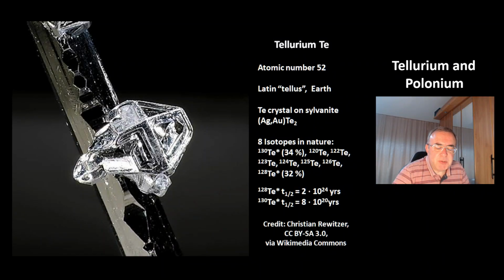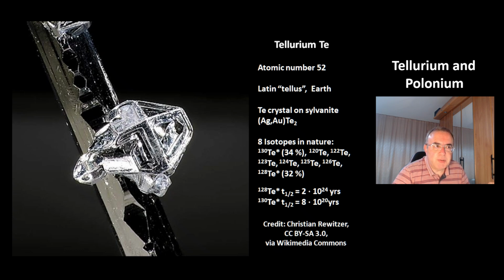Welcome to today's video about the chemical elements tellurium and polonium. This is a nice picture of a tellurium crystal on silvernite. Silvernite is silver gold telluride. The name tellurium comes from Latin tellus, which means earth.